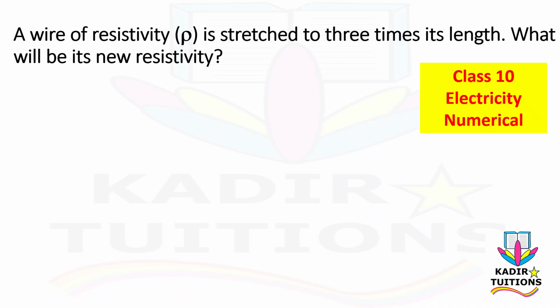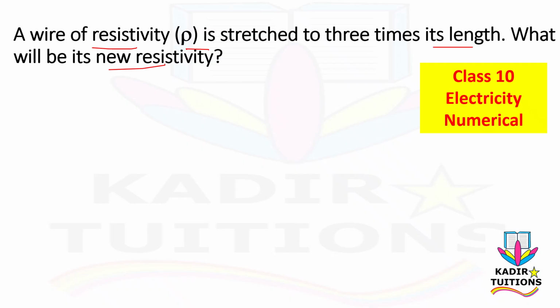Hello everyone. In this video we are going to see two numericals on the electricity chapter of class 10 CBSE. So here the first question is: a wire of resistivity rho is stretched to 3 times its length. What will be its new resistivity?